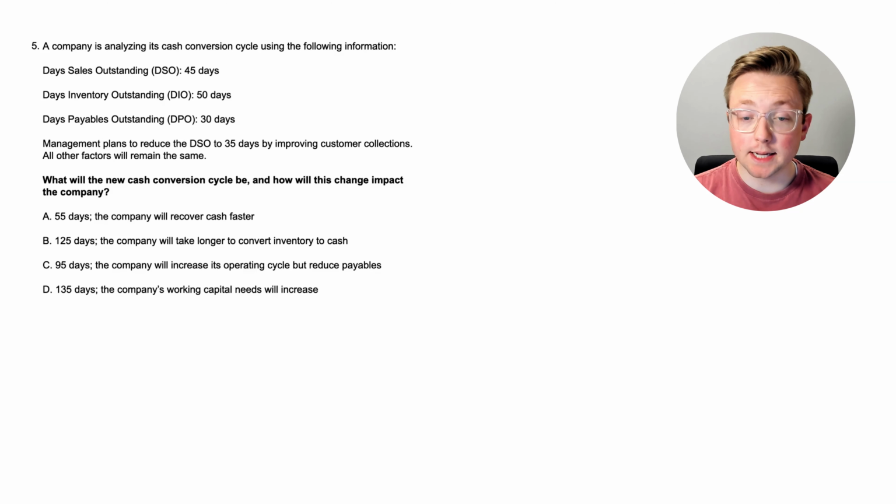Management plans to reduce the DSO, so days sales outstanding, to 35 days instead of the 45 by improving customer collections. All other factors will remain the same. So with that, what will the new cash conversion cycle be, and how will this impact the company?